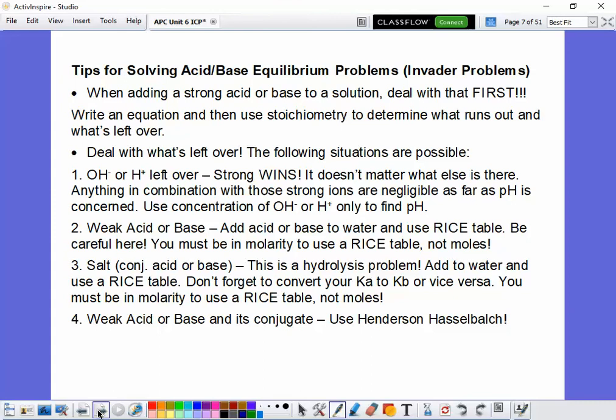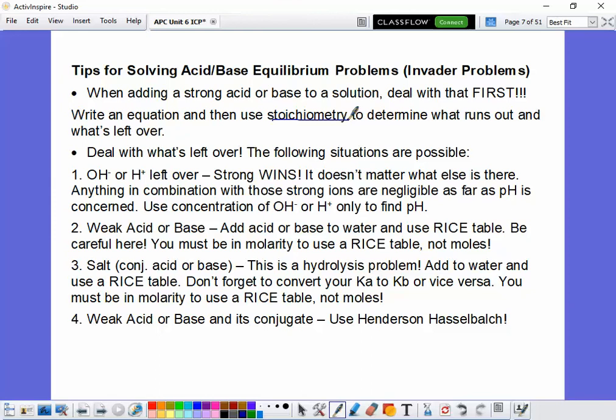So this is the beginning of our Invader problems. We are going to invade buffers, or really just any solution, with a strong acid or strong base. And after it occurs, one of 4 scenarios will happen. So first thing you want to do, though, is deal with the invasion. And that's going to be basically stoichiometry. So we're going to write an equation and use stoichiometry to determine what's left over. So kind of like limiting reaction stuff.